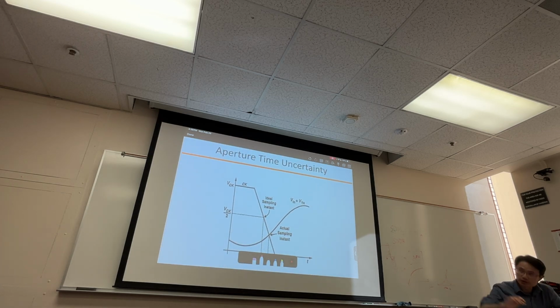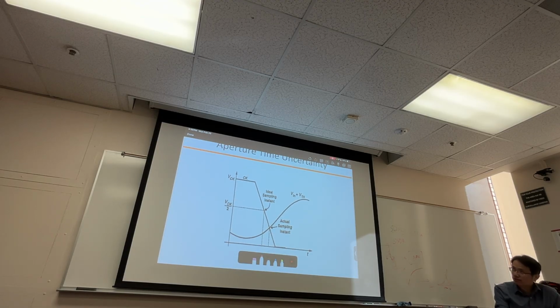Next, we just finished the tracking bandwidth impact, and now we know what we should design for it. Next is the so-called aperture time uncertainty. So far, whenever I draw the clock, let's use just one switch and one capacitor. Okay, that's the easiest. The clock I usually draw like a square wave, right? Square wave.